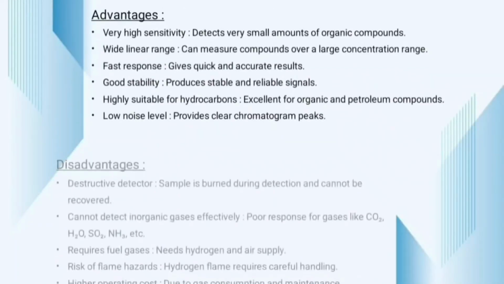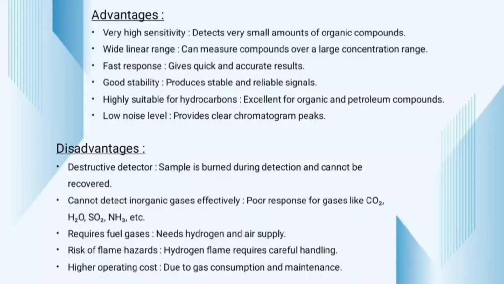Advantages and disadvantages of flame ionization detector: very high sensitivity, detects very small amounts of organic compounds, gives quick and accurate results, produces stable and reliable signals, provides clear chromatography peaks, excellent for organic and petroleum products. Disadvantages: destructive detector, the sample is burned during detection and cannot be recovered, poor response for gases like CO2, H2O, SO2 and NH3 etc. Needs hydrogen and air supply; due to gas consumption and maintenance, higher operating cost.